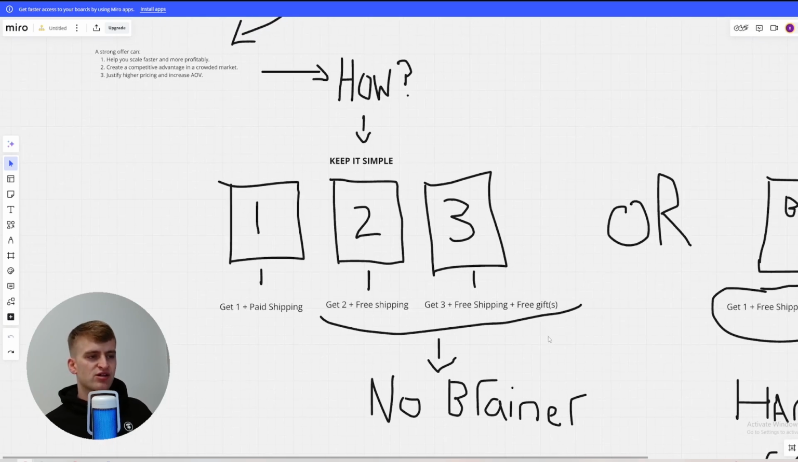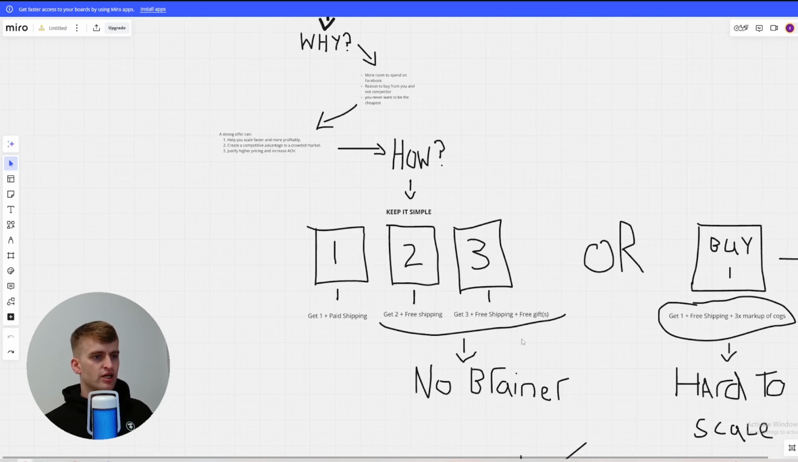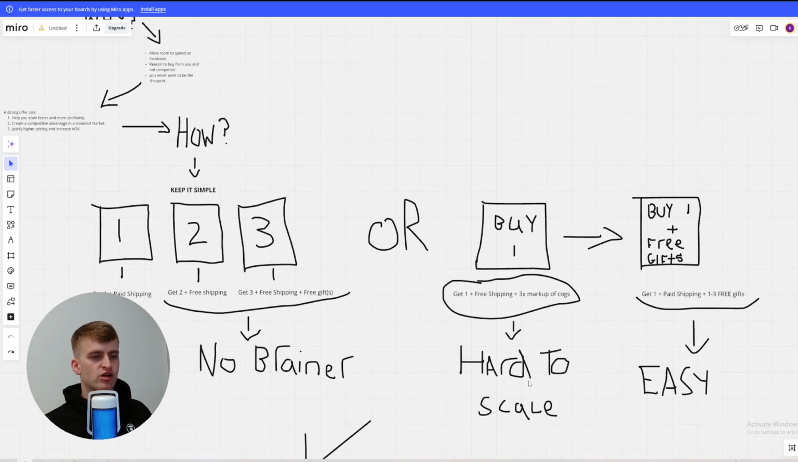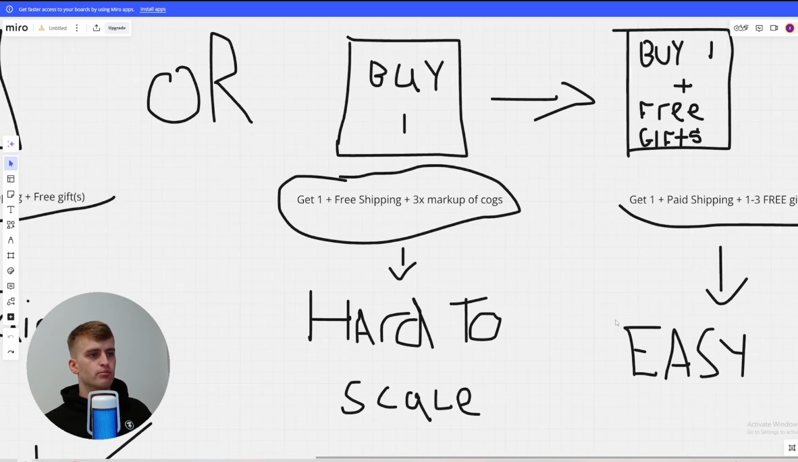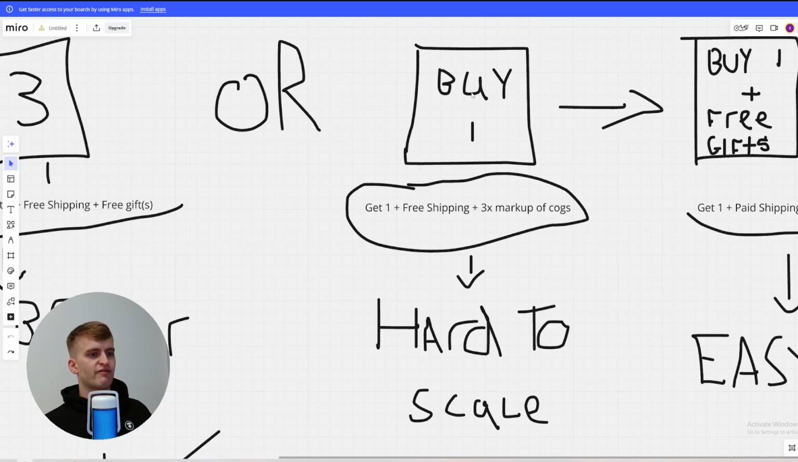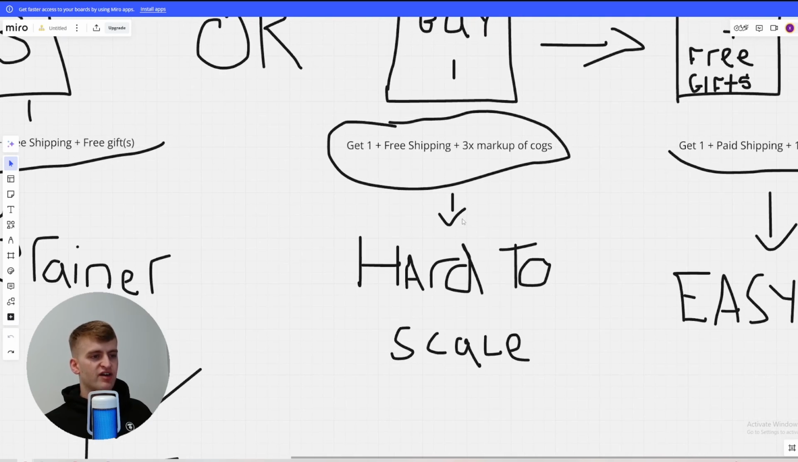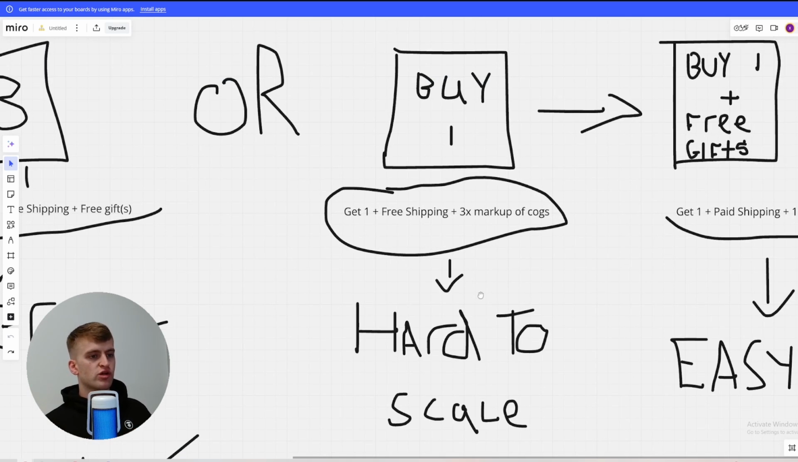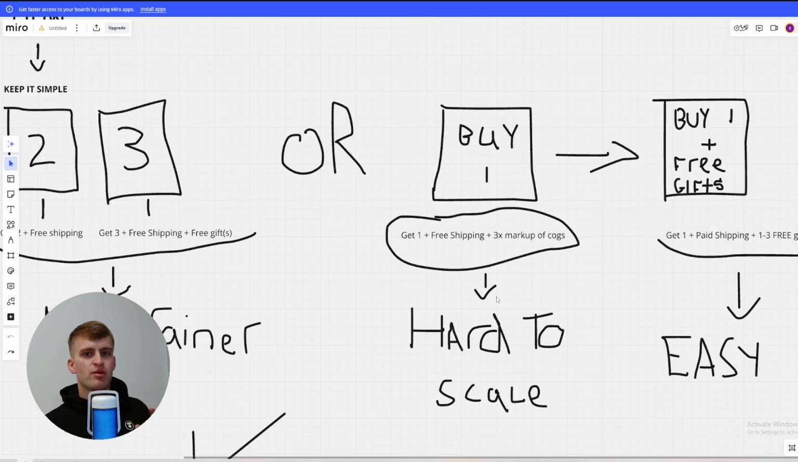If you've got a product that isn't likely to be bought multiple times just because of the nature of the product, you can run something similar to this. So most people would just have a buy 1 with free shipping at the cheapest price possible, which is probably just like a 3x markup of their COGS. This is very hard to scale because there's not enough margin to spend on Facebook. As you start to scale, your CPA is going to naturally go up, and if you've got the lowest price available and you're just scraping by in terms of margin, you're not going to be able to scale it.